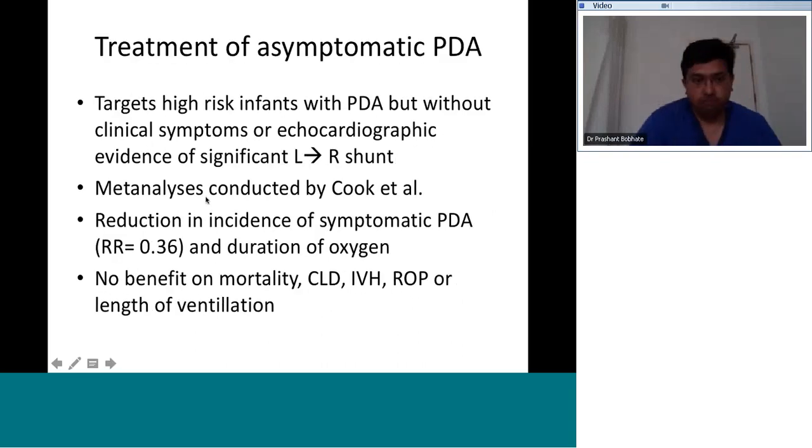Second is treatment of asymptomatic PDA. So this targets high-risk infants, especially those less than 28 weeks with a large PDA on echocardiogram, but not having clinical symptoms or echocardiographic evidence of significant left to right shunt. There was a meta-analysis conducted by Cook et al. in which they found a reduction in symptomatic PDA and diminution of oxygen requirement if you treat a neonate with asymptomatic PDA. However, there was no benefit for mortality, chronic lung disease, IVH, ROP, or length of ventilation.